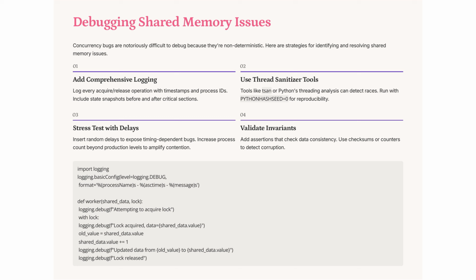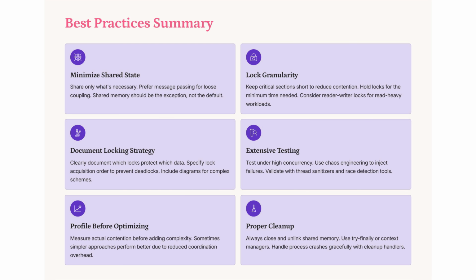Validate invariants by adding assertions for data consistency, using checksums or counters to detect corruption. Minimize shared state by sharing only what's necessary, favoring message passing for loose coupling. Keep critical sections short to reduce contention, using reader-writer locks for read-heavy workloads. Document locking strategies clearly, specifying lock acquisition order to prevent deadlocks. Test extensively under high concurrency and profile before optimizing to ensure efficiency.